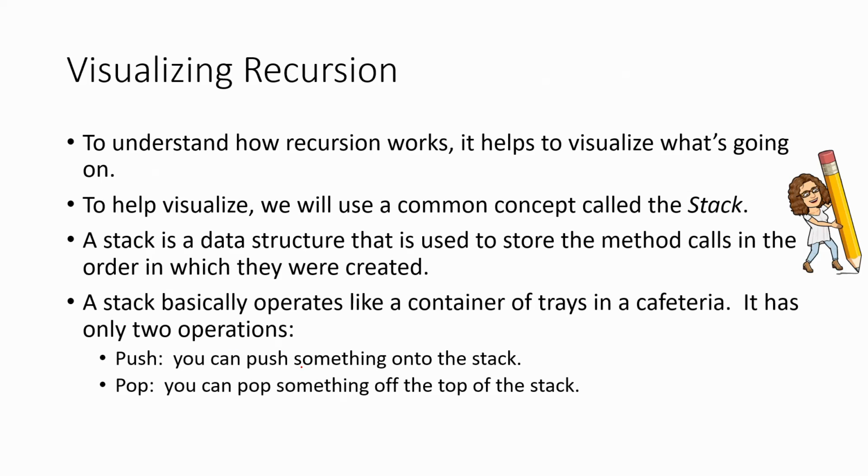We're going to do something called a stack. A stack is a data structure that is used to store the method calls in the order in which they are created. So as you create a method call, it goes on the stack. A stack is basically operating like a container of trays in a cafeteria. It only has two operations. You can push something onto the stack, and you can pop something off the top of the stack.